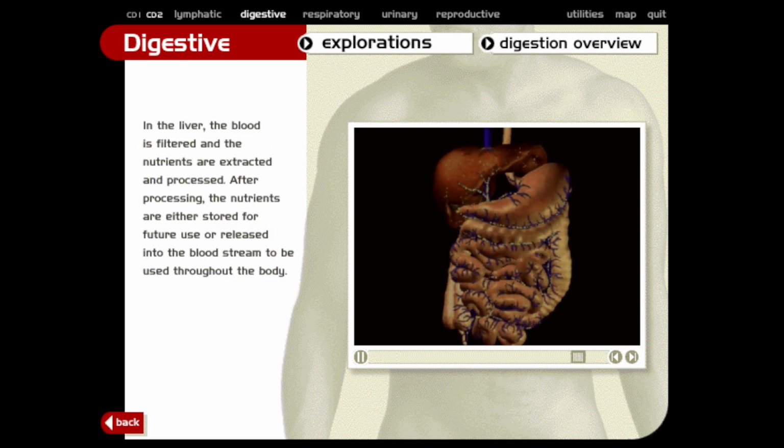In the liver, the blood is filtered and the nutrients are extracted and processed. After processing, the nutrients are either stored for future use or released into the bloodstream to be used throughout the body.